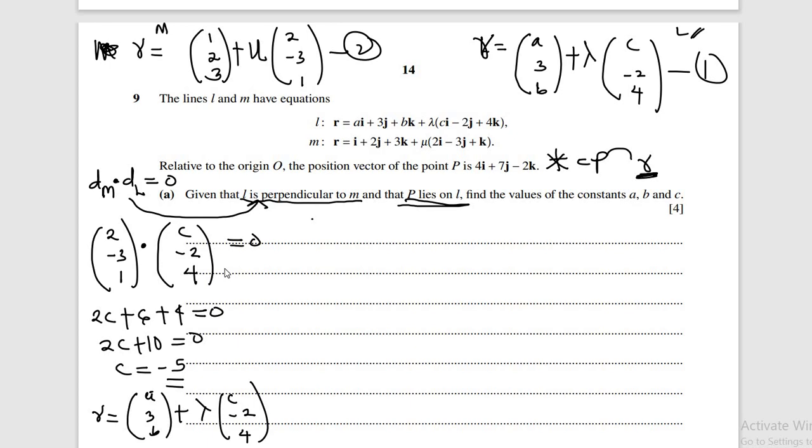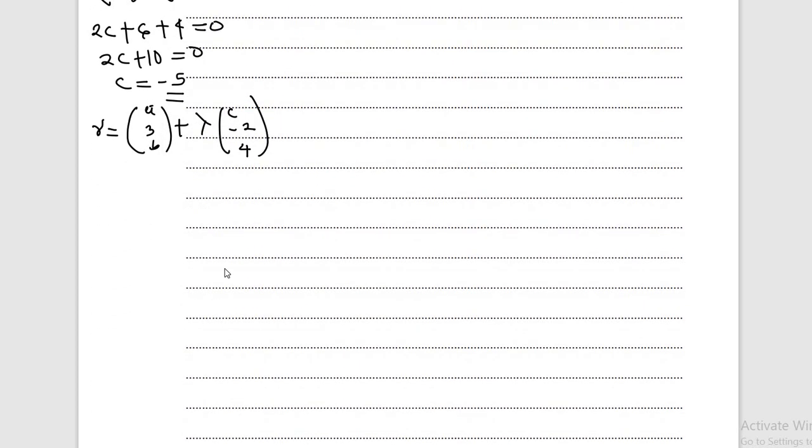Remember I said P lies on L. When P lies on L, P will now take the position of R. That's the meaning of lies. P will take the position of R. First, this is P: 4, 7, minus 2. Instead of writing R, you're going to write P equal to, let's do a little calculation. A plus C lambda, 3 minus 2 lambda, and this one B plus 4 lambda.